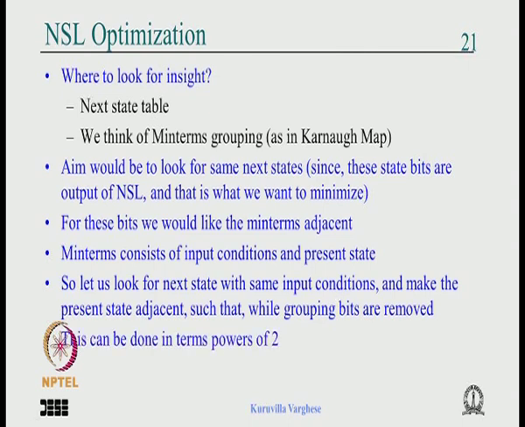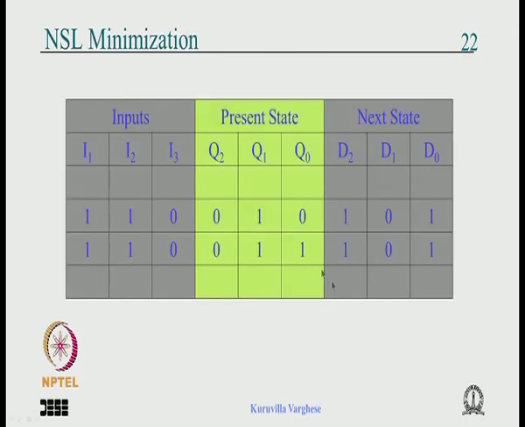That's the basic idea, and this can be done in powers of 2. So that is what I am going to show. Suppose you have 2 states, and I have already done the assignment, say this is Si and this is Sj, and they transit to the same Sk, 101. So the rule is that for 2 symbolic states, for the same input condition, if they transit to the same next state, you make these 2 states Si and Sj logically adjacent. So this is 010 and 011, made adjacent.